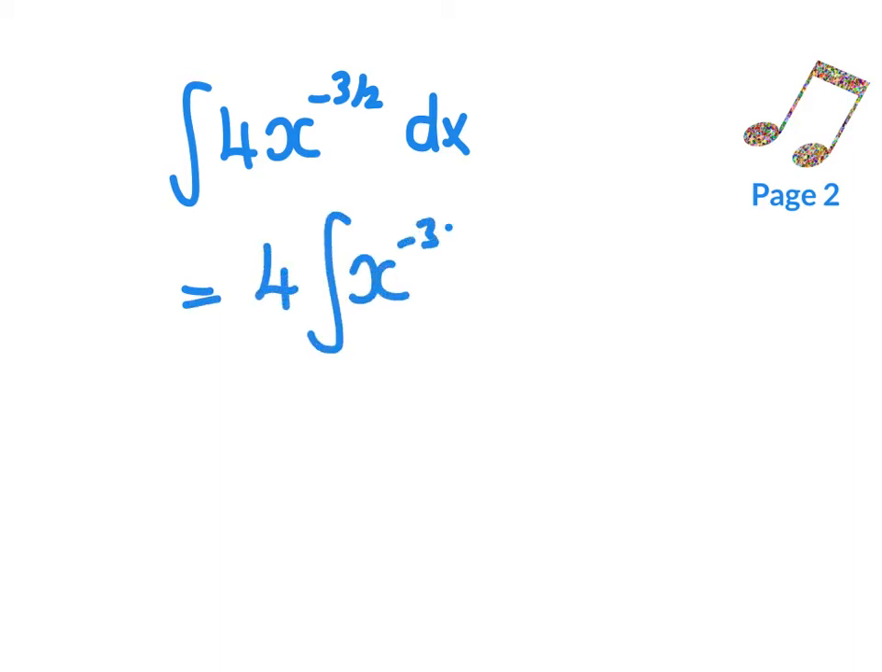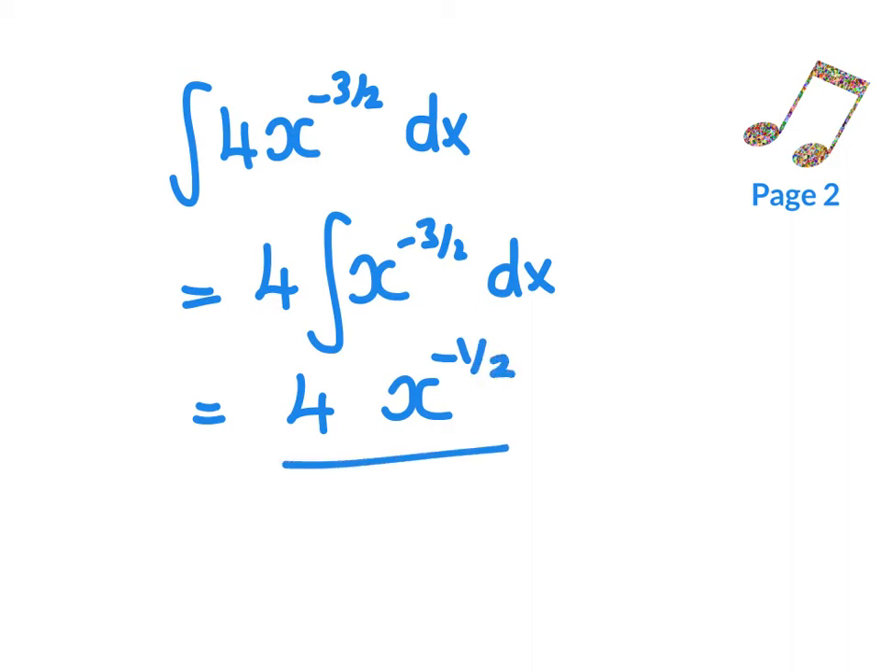Second example is 4x to the negative 3 over 2. And this is the same as 4 times the integral of x to the power of negative 3 over 2, which is 4 times, I'm increasing the power by 1, so negative 3 halves plus 2 halves will give me negative a half. I'm dividing by the new power, so I'm dividing by negative a half. Ooh, that looks horrible. Plus c. Don't worry about it at this stage. If it looks ugly, we're putting it right in. We're going to sort that out in a second.